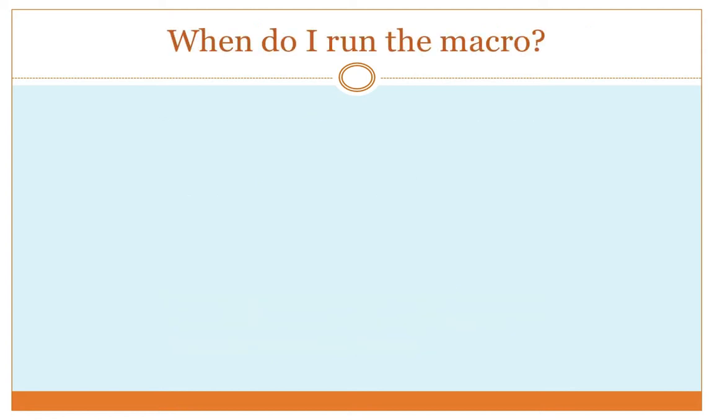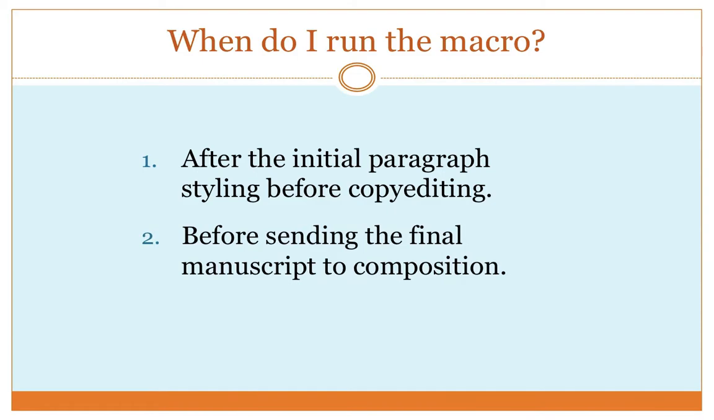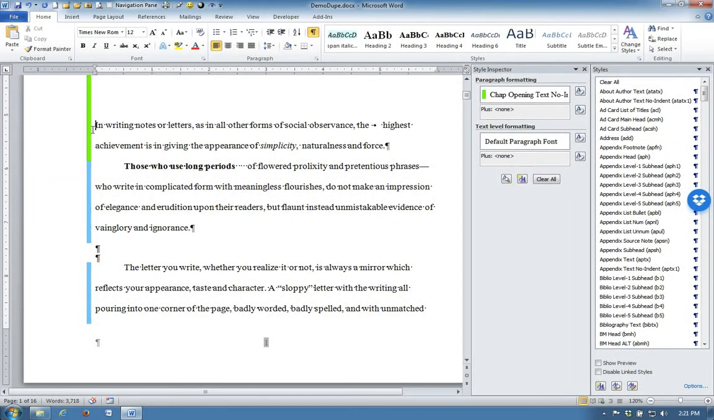You should run the macro both after you finish styling the paragraphs of the document before copy editing, and then again before sending the final manuscript to composition. Running the macro itself is easy. First, make sure the template is attached as described in earlier videos. Then, apply all the paragraph styles to your document.